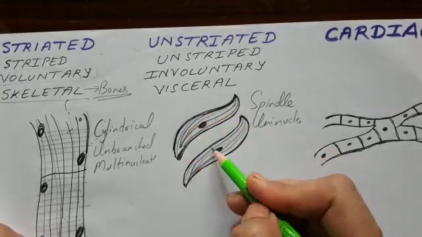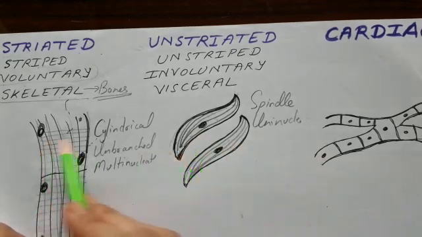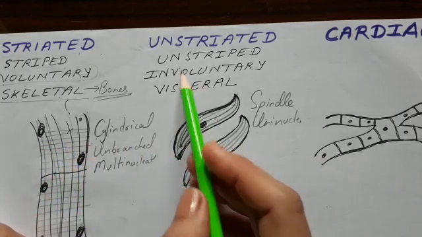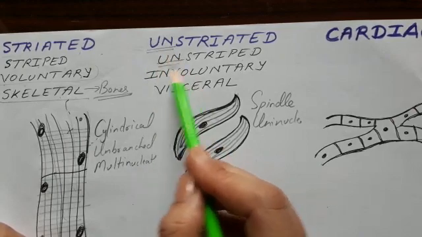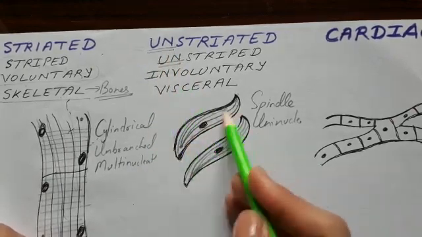Then we are not able to see alternate light and dark bands like we were seeing here. So they are called unstriated or unstriped muscles. No light and dark bands are there.